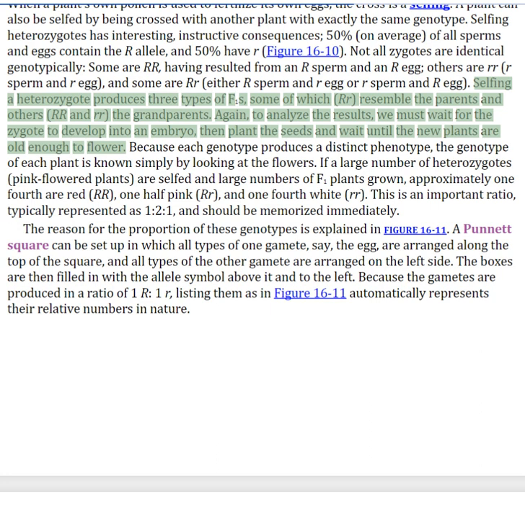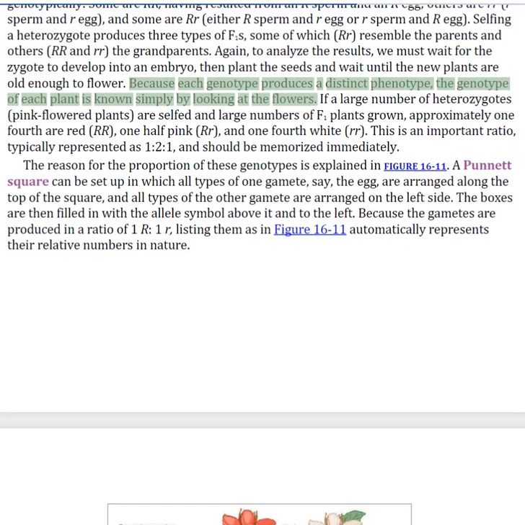Again, to analyze the results, we must wait for the zygote to develop into an embryo, then plant the seeds and wait until the new plants are old enough to flower. Because each genotype produces a distinct phenotype, the genotype of each plant is known simply by looking at the flowers.